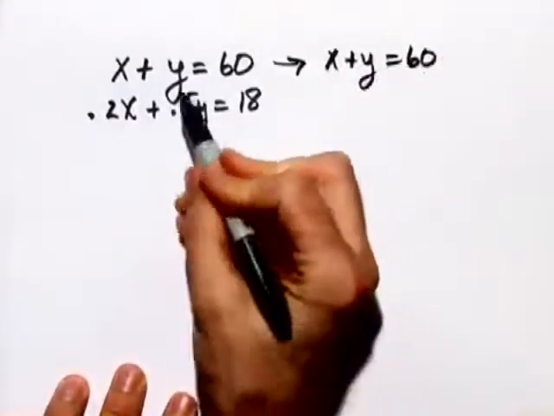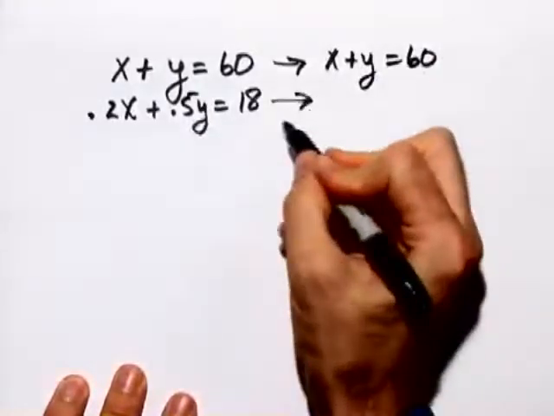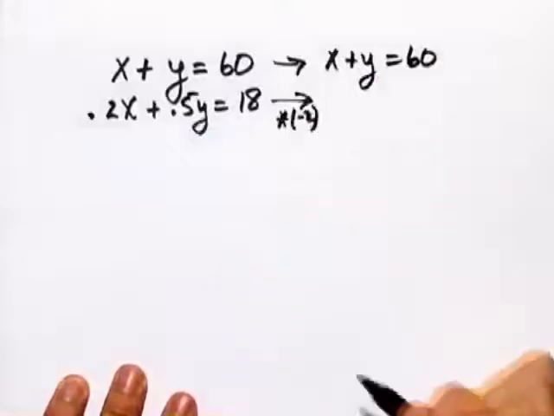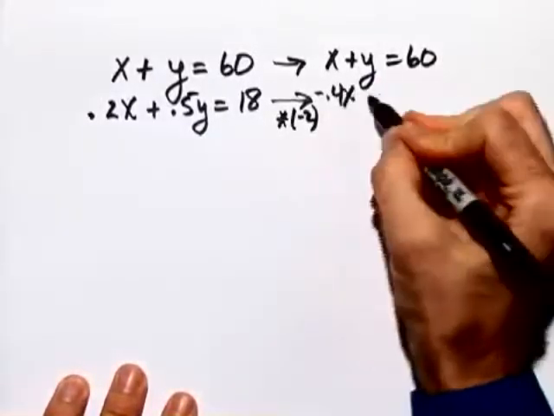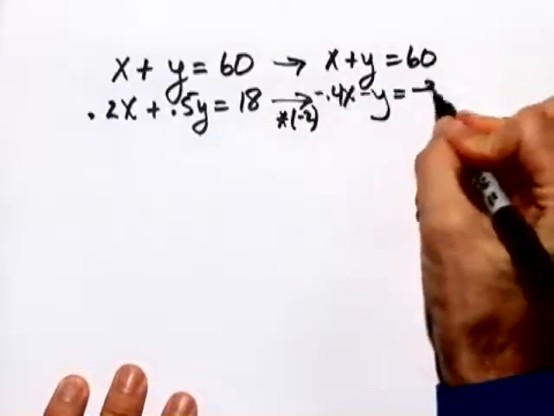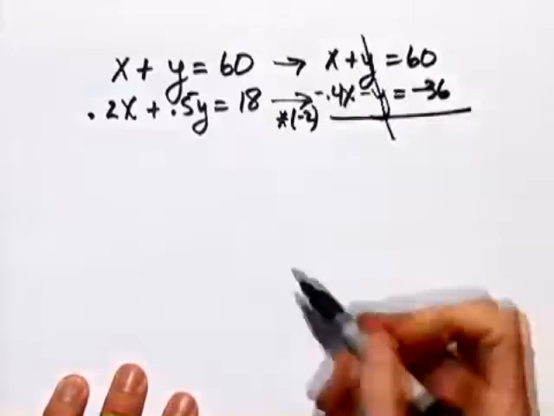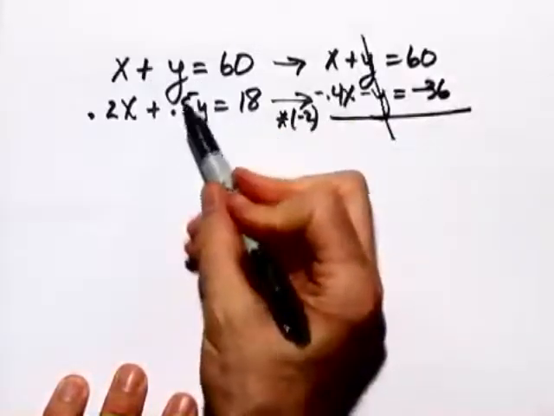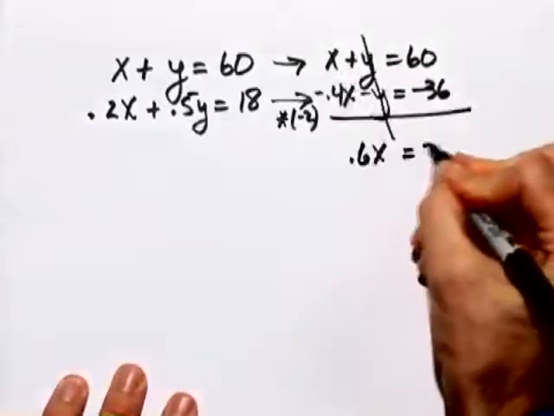In our second equation, if we multiply by -2, our Y terms will eliminate. So let's take our second equation and multiply on both sides by -2. This will give us a -0.4X, a minus Y, and a -36. Now when we add those two equations, our Y variable cancels. That's why we set it up in the first place to do -2. What we're left with is 0.6X equals 24.